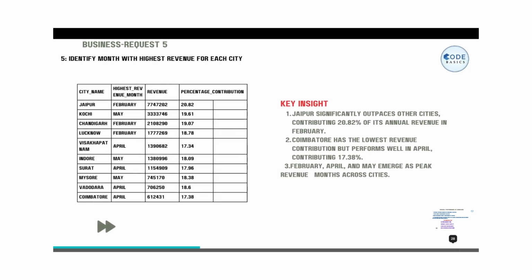Next question is to identify the month with the highest revenue for each city. Jaipur significantly outpaces other cities, contributing 20.82% of its annual revenue in February. Coimbatore has the lowest revenue contribution but performs well in April, contributing 17.38%. February, April, and May emerge as peak revenue months across cities.